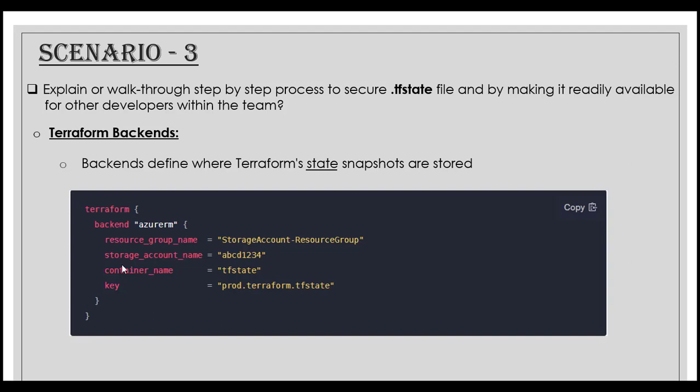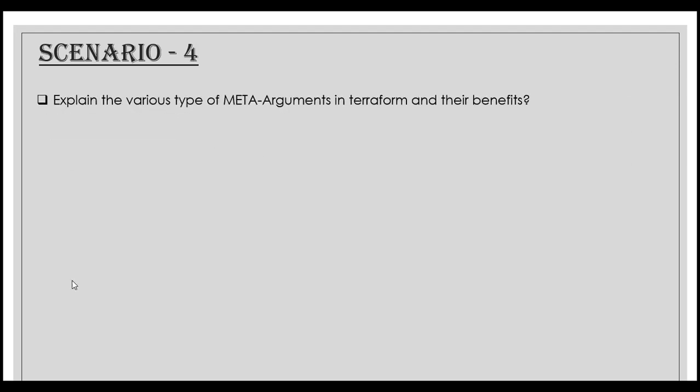Okay, this is the sample for you, but you can easily find this in the Terraform documentation. Scenario 4: explain the various types of meta arguments in Terraform and their benefits. Firstly, understand what exactly a meta argument is. Then what are the benefits? Why exactly are we using meta arguments?